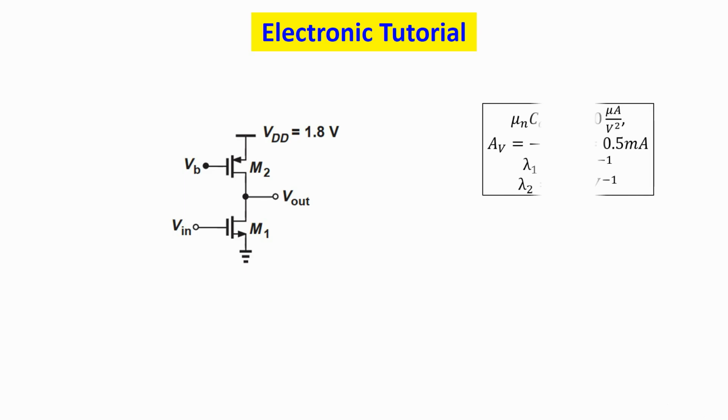In today's video we're going to talk about this common source amplifier with the PMOS as a load. These are the assumptions for this question, and we're going to look for the ratio of W over L for the M1 transistor, given that we have a gain of -10 for this amplifier and a drain current of 0.5 milliamp.